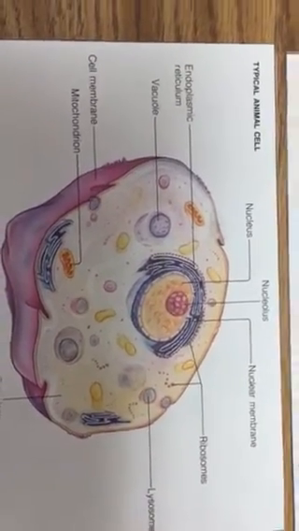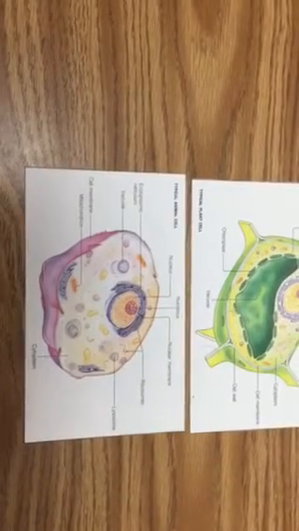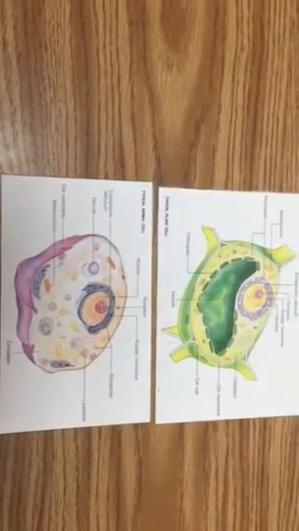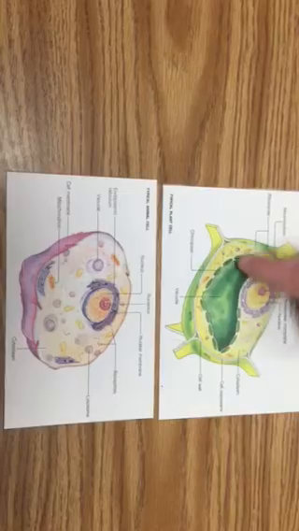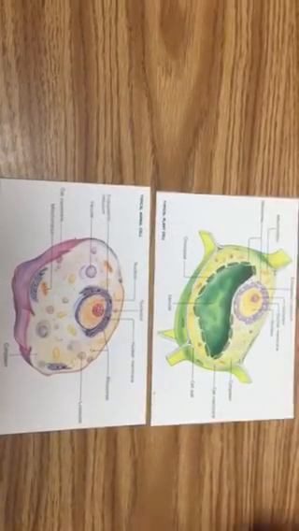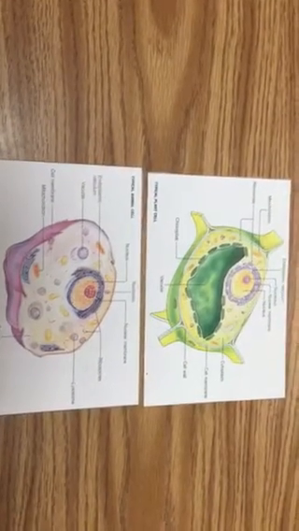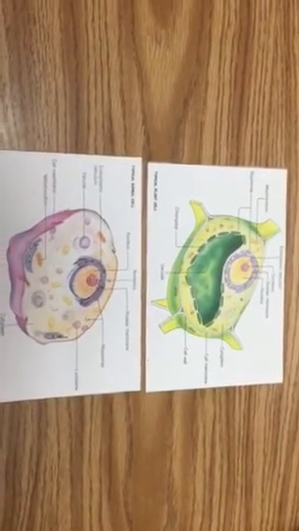Now, the reason why the plant has such a large vacuole is because if you remember what plants need to survive, they need a lot of water. So they keep this storage tank of water completely full so they stay nice and firm. That is how you would differentiate between an animal and a plant cell.